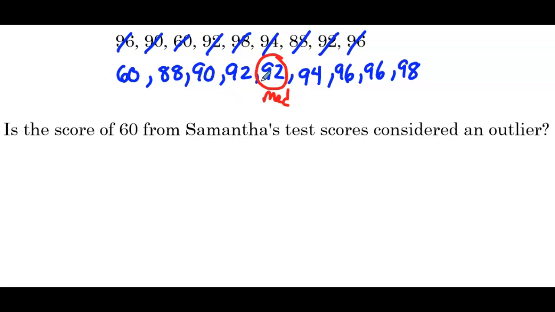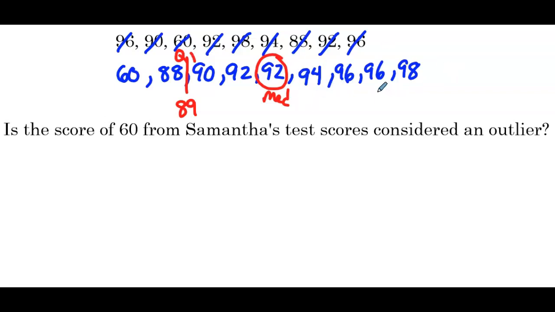Now we have 4 scores to the left of the median. So splitting those in half would be right here. Okay, so that's going to be quartile 1. And that's the average of 88 and 90, which is an 89. Okay, so that's quartile 1.